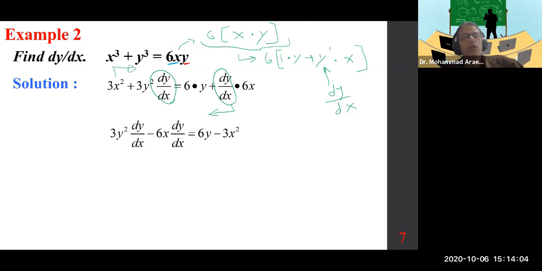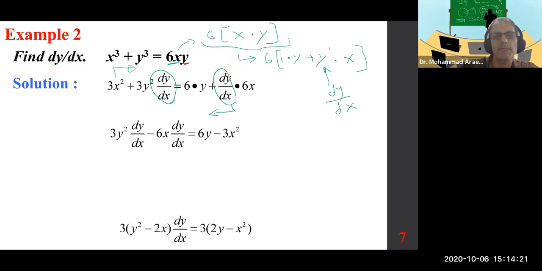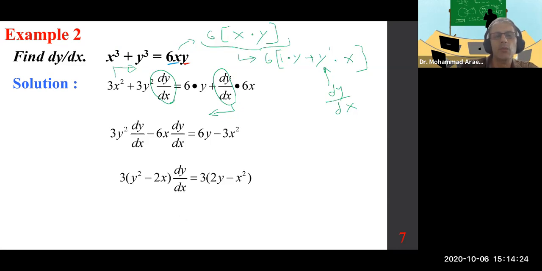And so you get 3y squared dy dx minus 6x dy dx over 6y minus 3x. We are going to solve for dy dx, and we notice there's a common factor of 3 on both sides also. We factor the 3 dy dx on the left. We factor the 3. And notice what happens. The 3 and the 3 cancel out. And so dy dx becomes the right side over the parentheses of the left side.